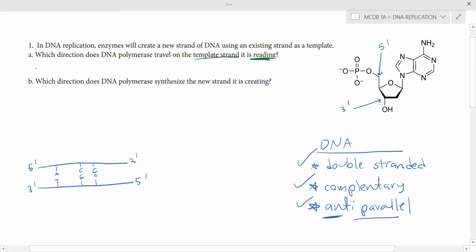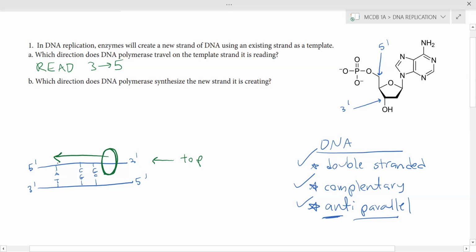And so the mnemonic goes, you can only read for 2 hours, right? You can only read from 3 to 5. So that's the direction it moves on the template strand that it's reading. You read the old strand. Right, so let's go ahead and say that in this specific case, let's say that the top strand is the template strand. If this was our enzyme doing some copying, it would be moving from 3 to 5 on the template strand.